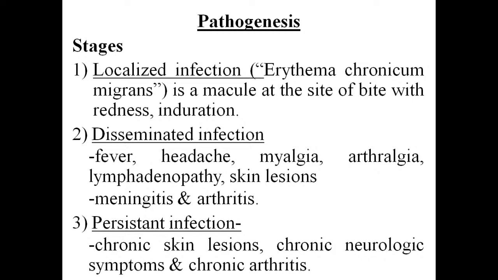The second one is disseminated infection. Disseminated infection is when bacteria spread in the bloodstream and it causes fever because of destruction of bacteria, headache, myalgia, arthralgia, lymphadenopathy, and skin lesions. Meningitis and arthritis also complications of disseminated Lyme disease. And the last one is a persistent infection that is characterized by chronic skin lesions, chronic neurological symptoms, and chronic arthritis.